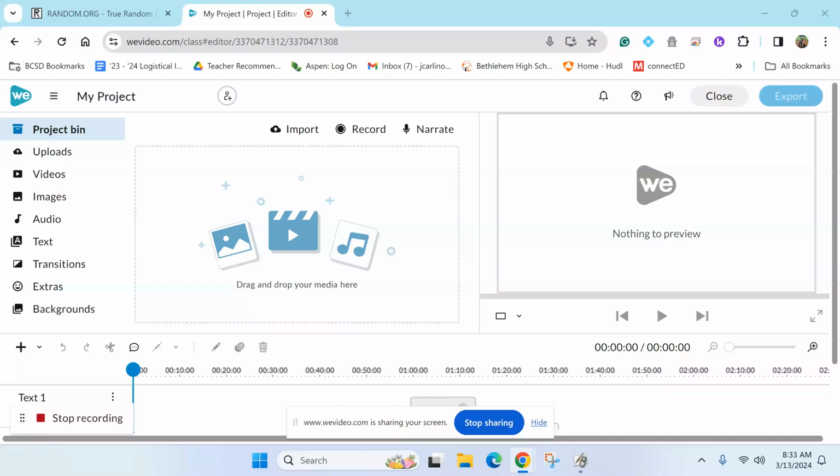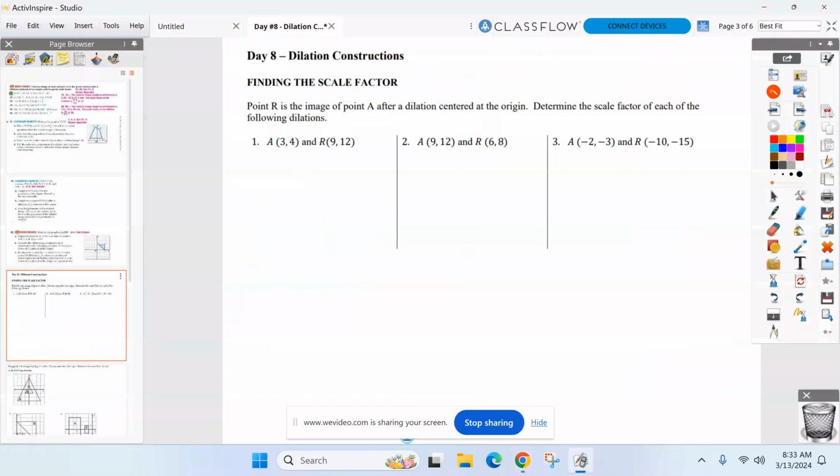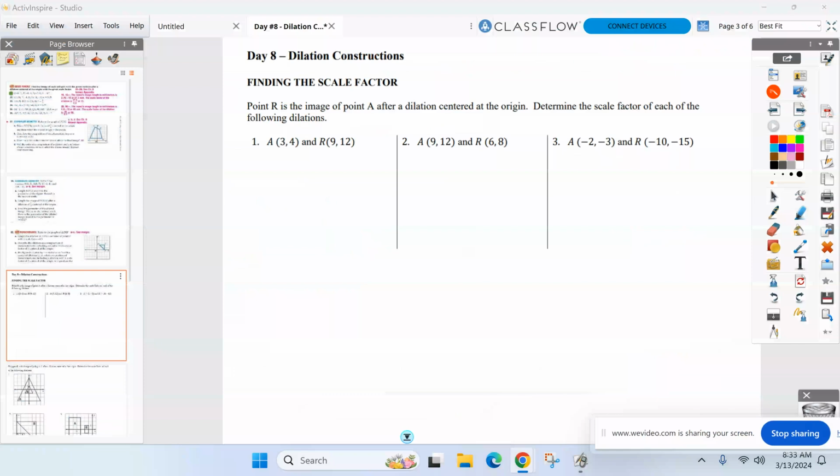Unit 5. Last time we used them. All right, ready to roll. Yesterday, I gave you the scale factor, give me the new coordinates.